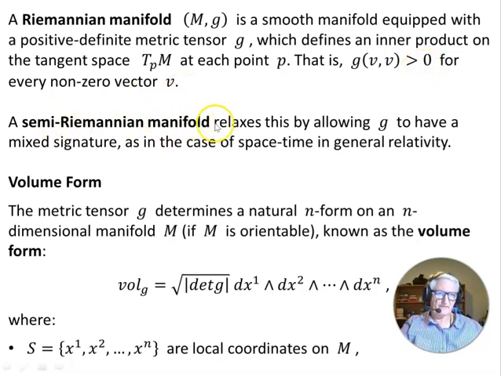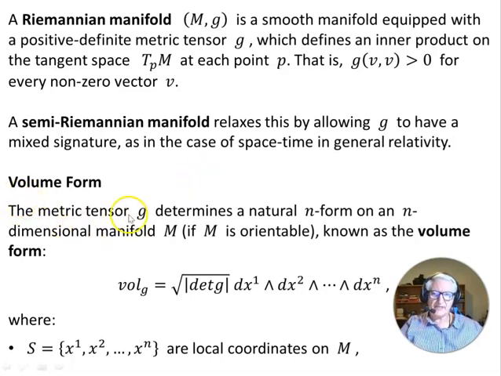A semi-Riemannian manifold relaxes this by allowing g to have a mixed signature, as in the case of space-time in general relativity. In special relativity, you've got the diagonal -1, 1, 1, 1 for four-dimensional space-time, or in some other convention +1 in the time component and all the others negative. So there are two conventions, and you need to check which one you're working with. In general relativity, same thing: we have -1 in the leading entry and 1, 1, 1 all down the diagonal.